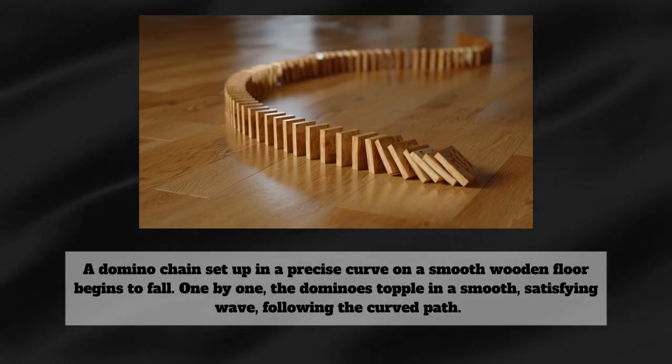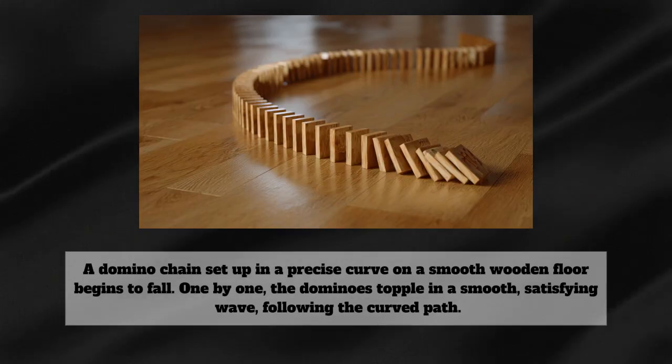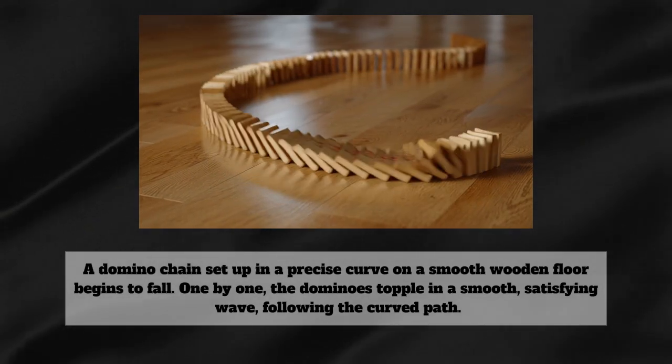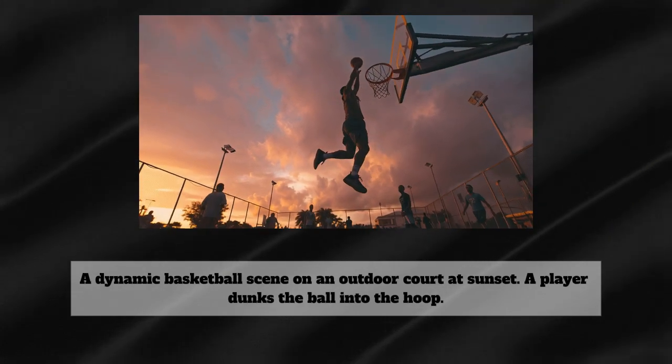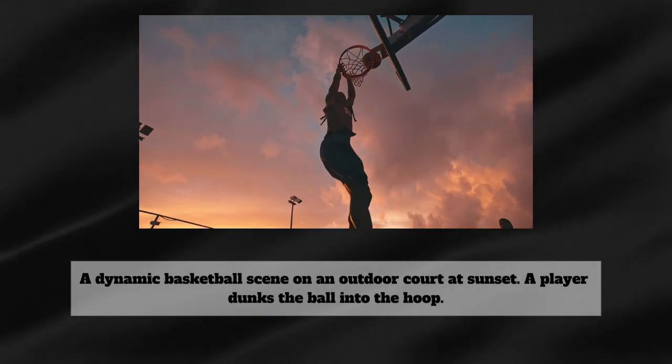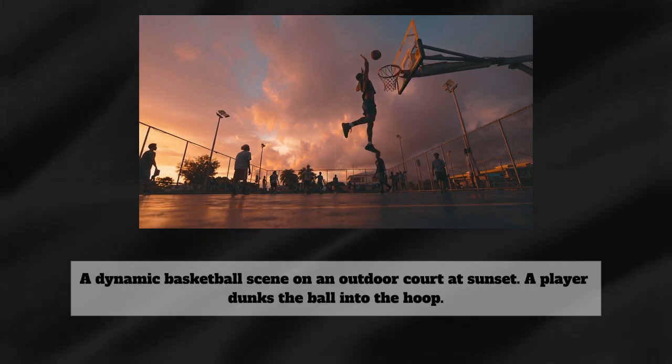I tested domino chains. Guess what? Almost universally failed. The AI can handle broad movements and general actions, but when precision and exact timing matter, it struggles. Basketball shots were particularly interesting. The shooting motion looked great, but the ball's trajectory and interaction with the hoop was unpredictable at best.